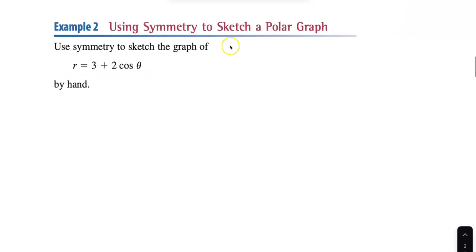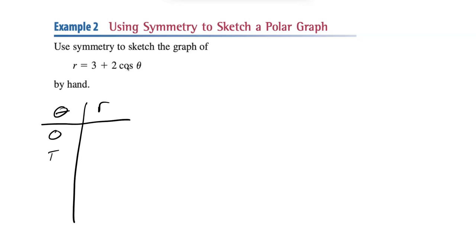Okay, using symmetry to sketch a polar graph. So we want to sketch this one. Use symmetry to sketch the graph of r equals 3 plus 2 cosine theta by hand. So again, at first, not knowing anything, here's our theta, here's our r, we'll start at 0, pi over 2, pi, 3 pi over 2, and 2 pi.